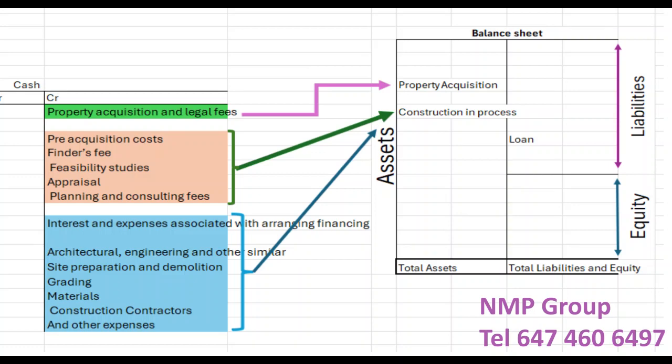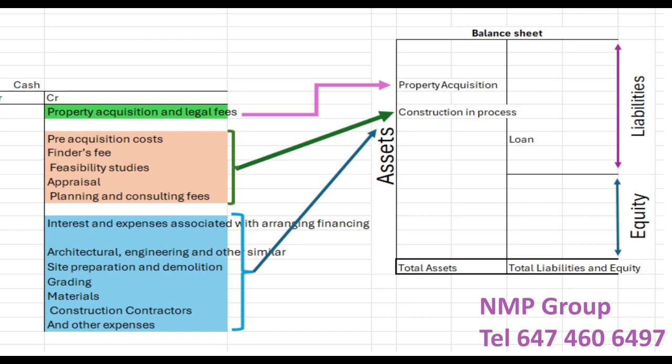This video explains how we book expenses in construction. Construction takes some years to complete. Capitalize property acquisition and legal fees. Keep this as a separate item in balance sheet. This will be cost of land until the construction finishes.